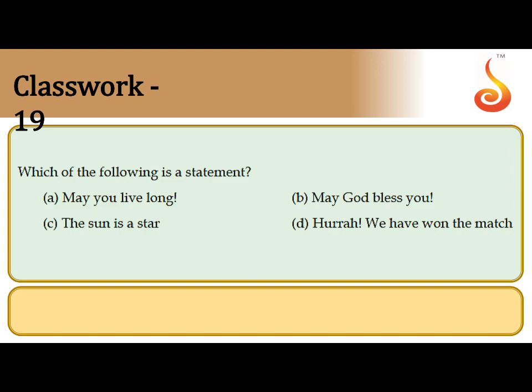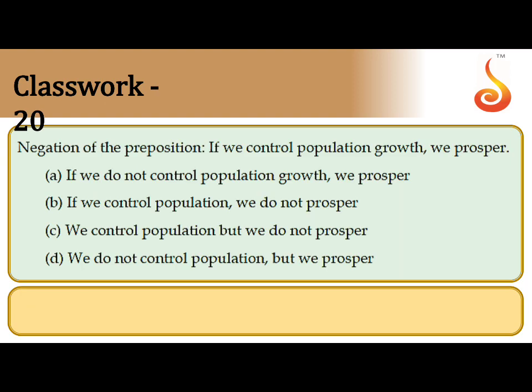So "May you live long" is not a statement. "May God bless you" is not a statement. "Sun is a star" is the only statement, so other things are not statements. So the answer is "Sun is a star", that is option C. So next question. Negation of the proposition: if we control population growth, we prosper.